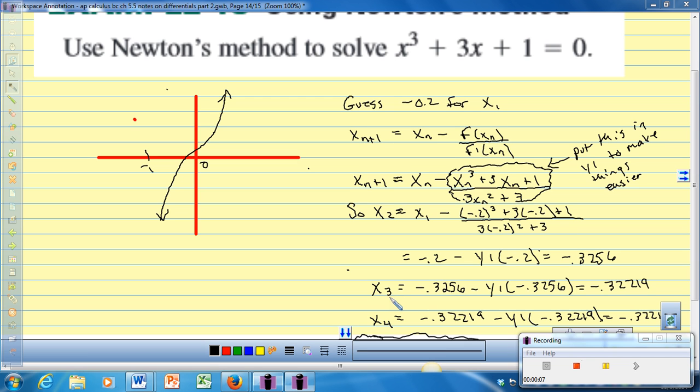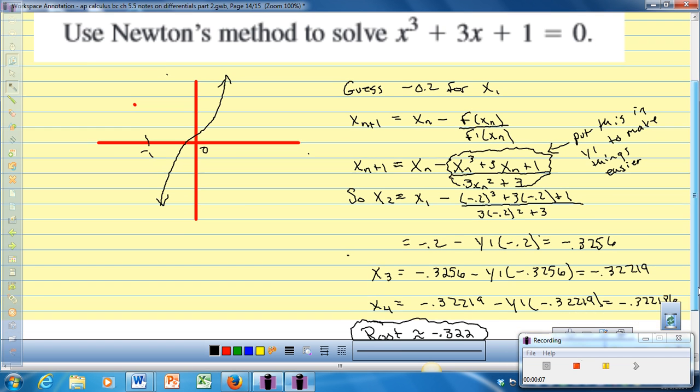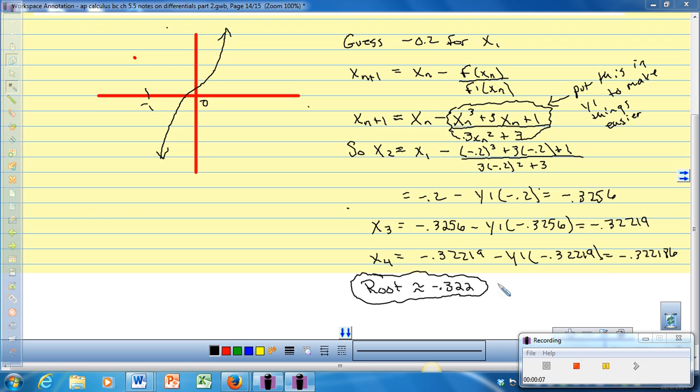Then we can use x sub 2 to help us find x sub 3. Same calculations. And we get -0.32219. And I went one more to x sub 4 and got -0.32186. So I can see that we are no longer changing to 3 decimal places. So the root is at approximately -0.322.